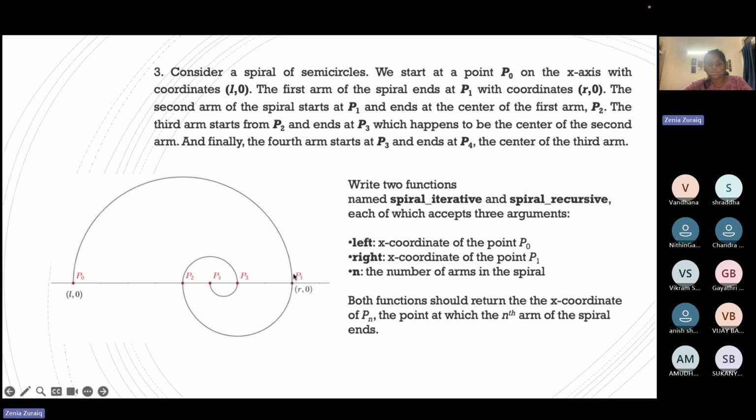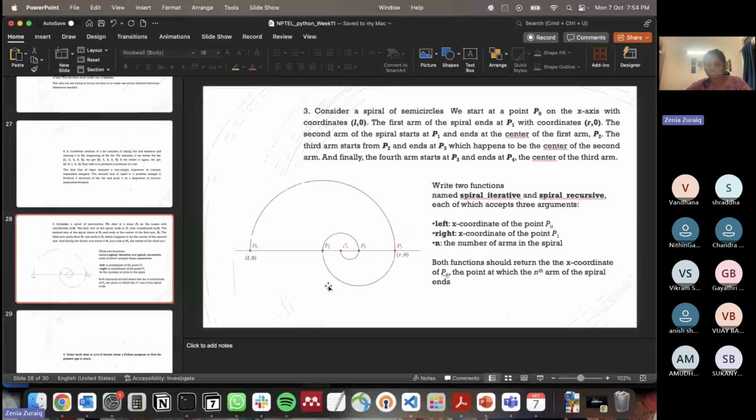For example, P0, P1, the next point is the middle of these two. P2, then P3 is the middle of these two. Like that, we have to keep calculating. So let's look at the solution.